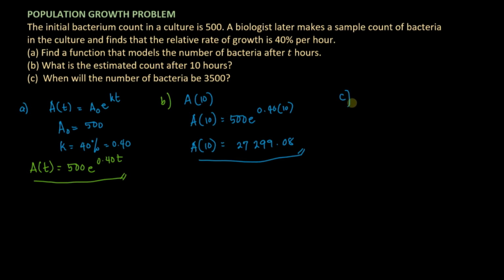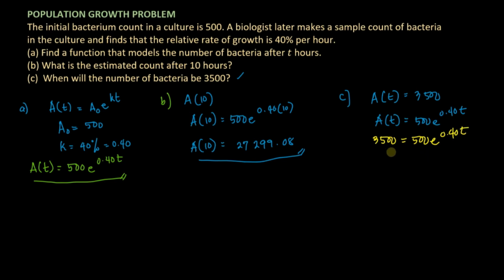Okay, how about letter C? When will the number of bacteria be 3,500? In this item, the given is A of t equal to 3,500, and we have to find the time when the number of bacteria will be 3,500. We will use the same model, A of t is equal to 500 e raised to 0.40 times time. We have A of t here, which is 3,500, so 3,500 equals 500 e raised to 0.40 times time.